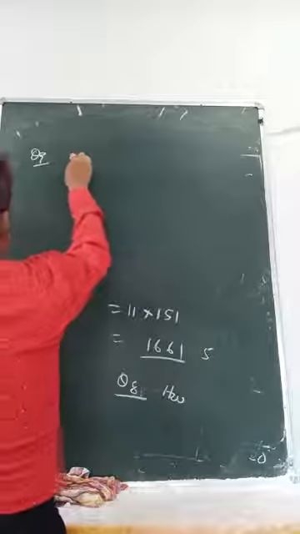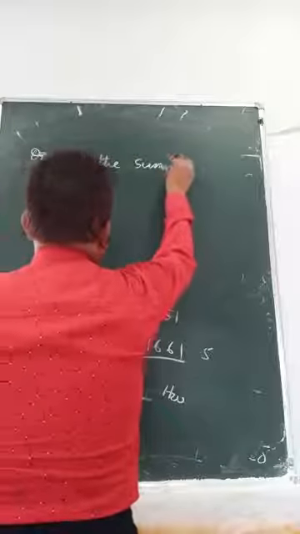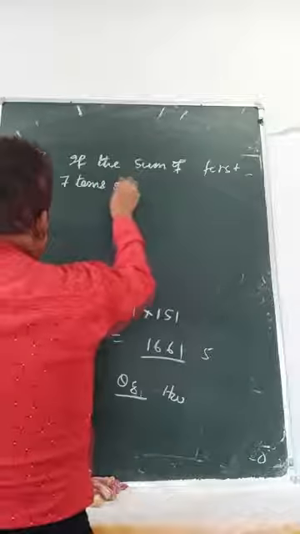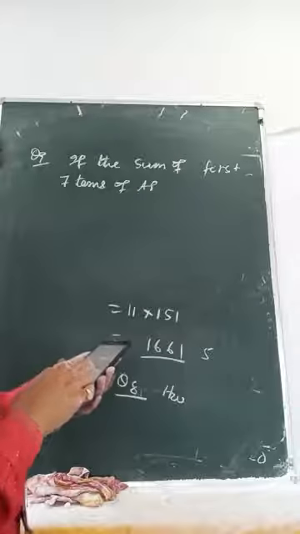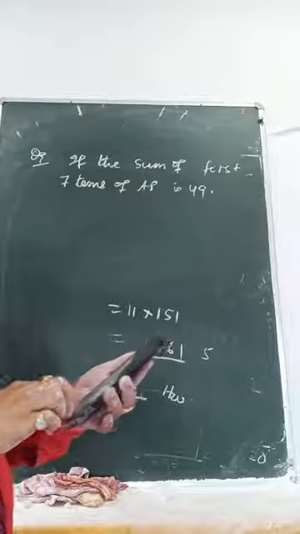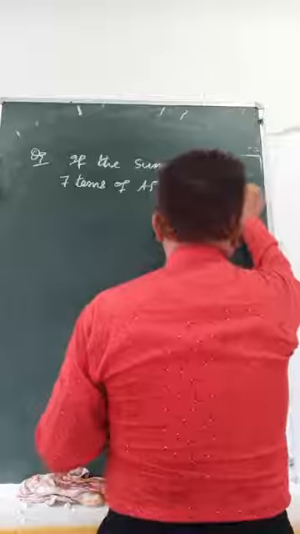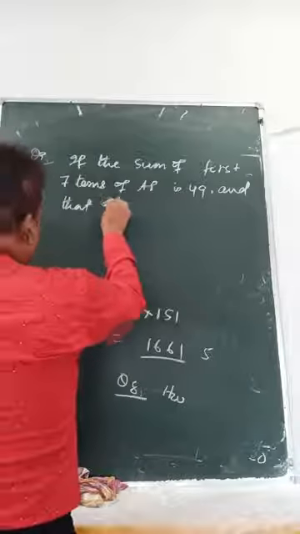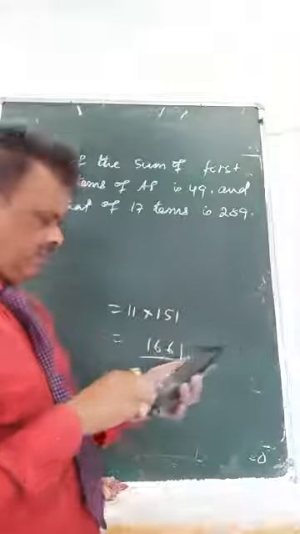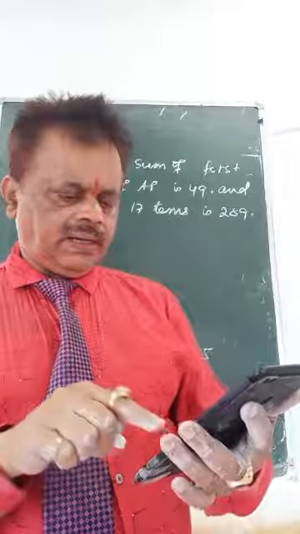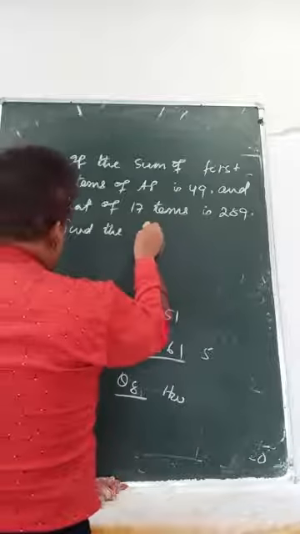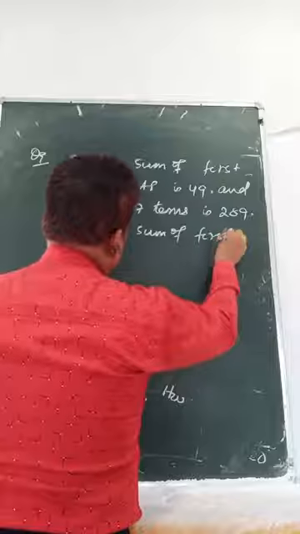Question number 9. If the sum of first 7 terms of an AP is 49, and that of 17 terms is 289, find the sum of first n terms.